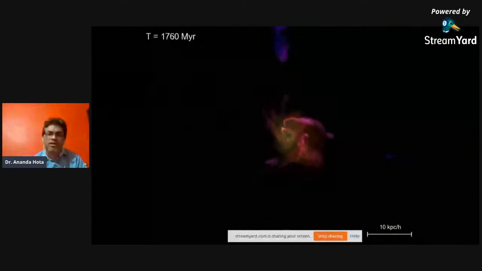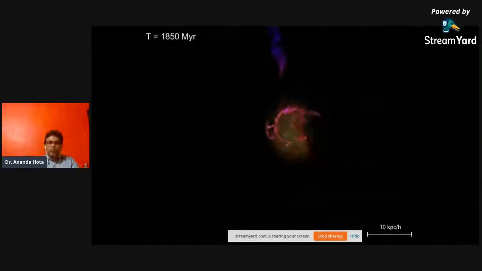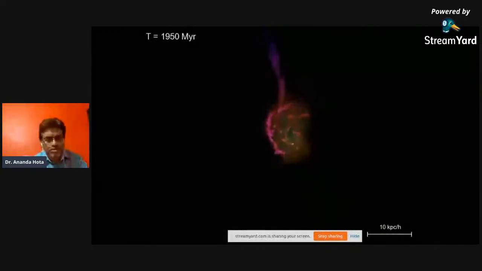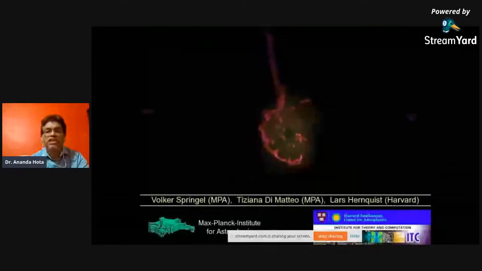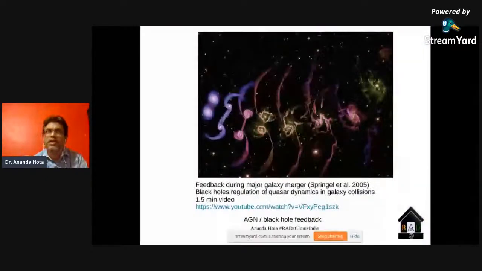So that is what happens: at the end, the remnant of two spiral galaxies merging has been left with a gas-poor, no star formation, red and dead elliptical galaxy. They no longer have gas left; it has been blown away, etc. Okay.